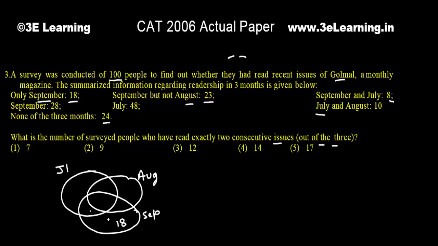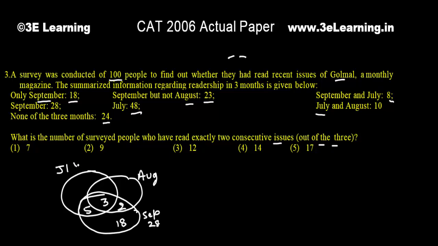So the summation of these two should be 23, in which 18 is given. So this should be 5. They can go in July but should not go in August. September and July is 8. So we are working on this intersection. Here is the 5, so this should be 3. The September total is 28. We have 8 and 18, which is 26. So this should be 2.